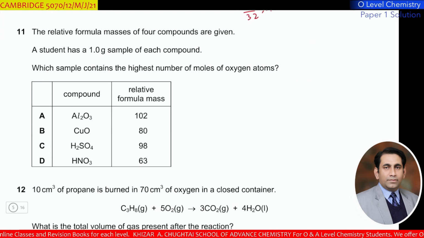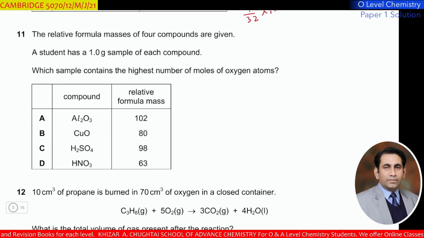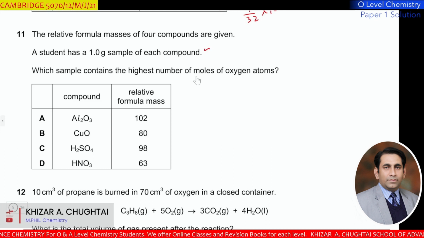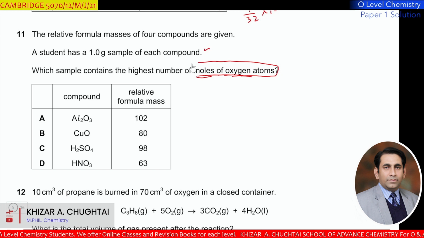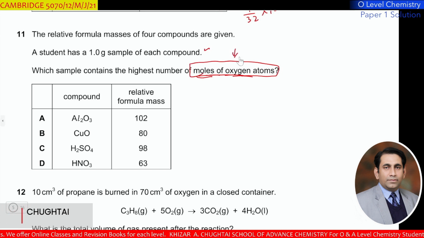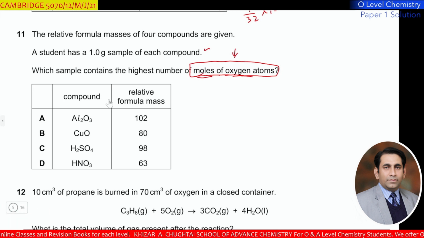Question number 11. The relative formula masses of 4 compounds are given. A student has 1 gram sample of each compound. Which sample contains the highest number of moles of oxygen atoms? This time you are going to find the moles of oxygen atoms, as you have seen in your previous questions, in previous papers.